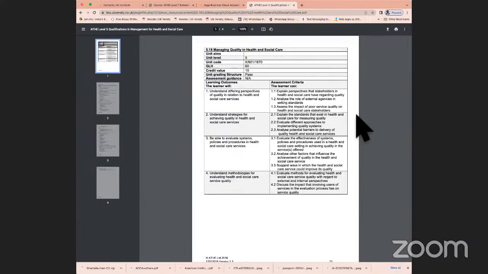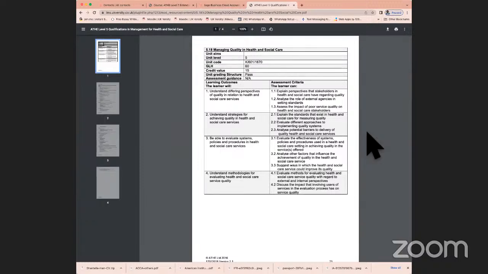The second assessment criteria in learning outcome 2 talks about different approaches to implementing quality systems. So here we're going to be looking at different approaches. How do organizations go about implementing a particular type of quality management system within the organization? But this part of it will be slightly theoretical because we're looking at general approaches, and then we are going to contextualize it by applying it to the health and social care sector.